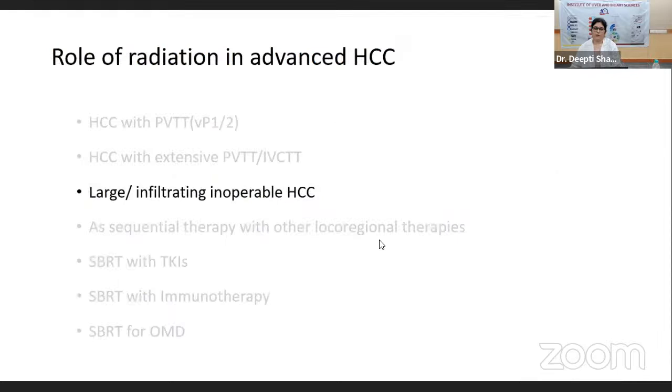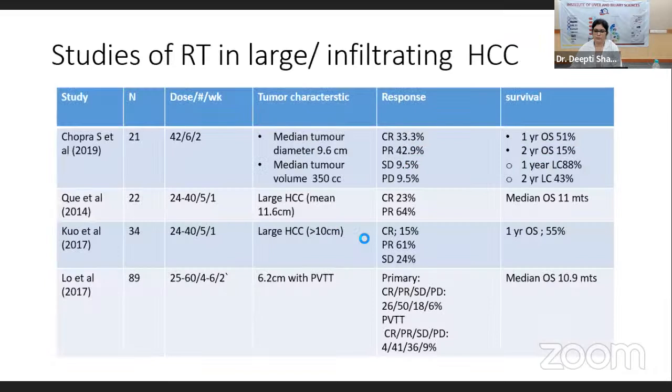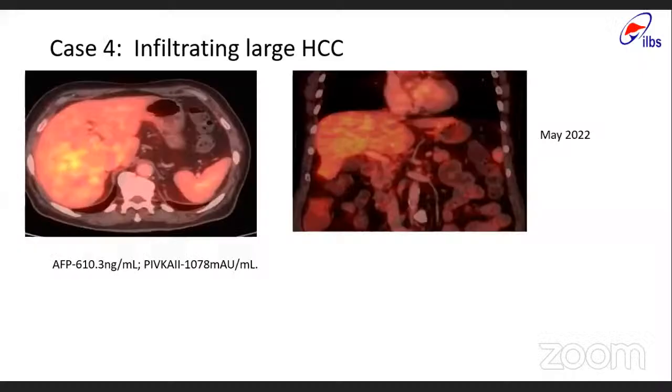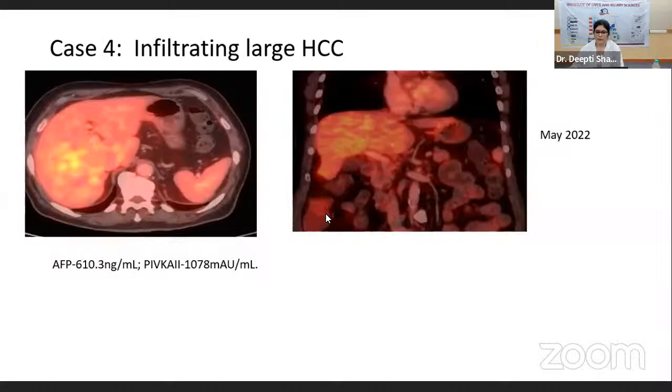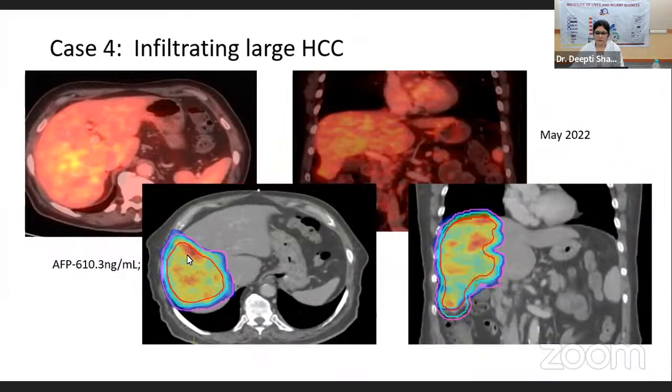For a large infiltrating inoperable HCC who are not fit for other modalities, we have treated with radiation, and there are many further studies from all over the world. One of the studies is from Tata Hospital in India. They have also found that a dose of 40 to 50 gray in 5 to 6 fractions can be easily given with an objective response rate of about 75 to 80% and progressive disease in 10%. Again, in this group also, with VP1 tumor thrombosis, the patient received radiation therapy up to 37.5 gray to the core of the tumor and 30 gray to the periphery.